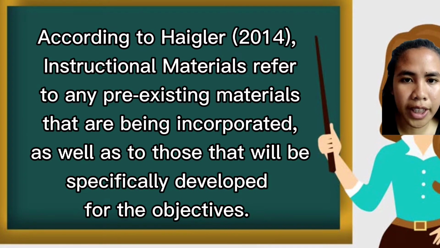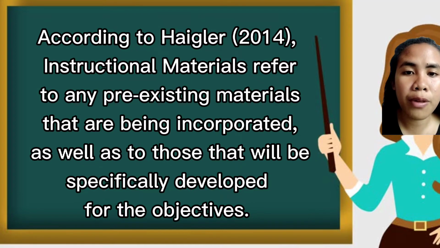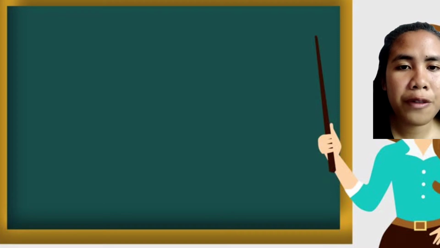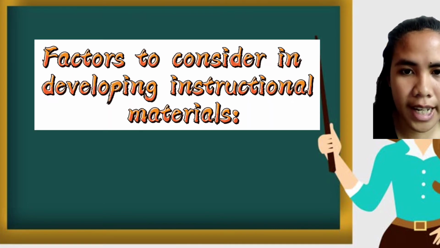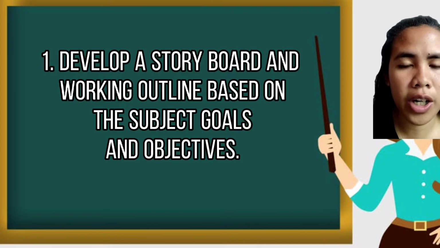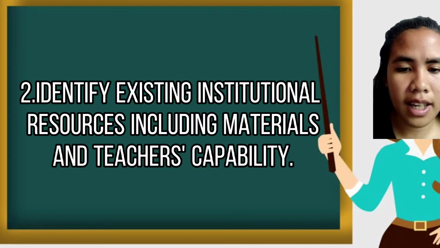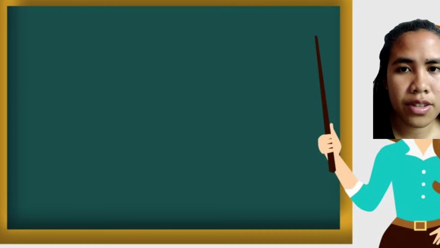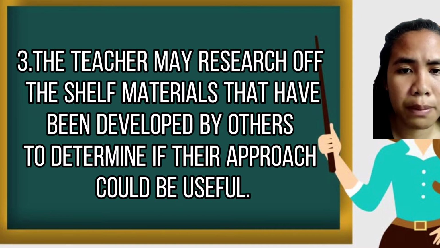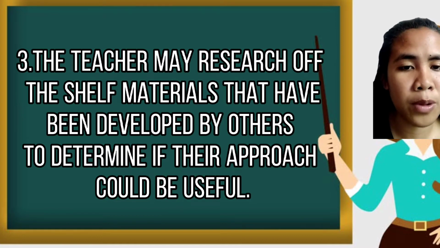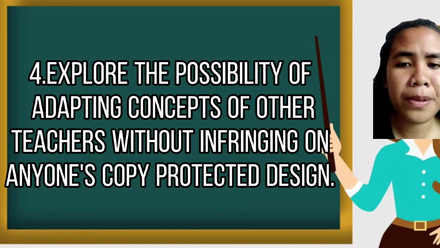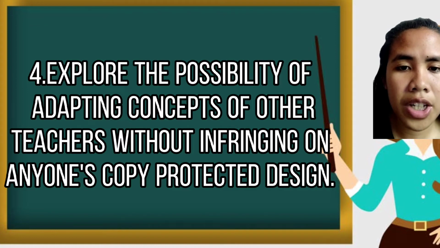According to Hegler 2014, instructional materials refer to any pre-existing materials that are being incorporated as well as to those that will be specifically developed for the objectives. There are also factors to consider in developing instructional materials. 1. Develop a storyboard and working outline based on the subject goals and objectives. Second, identify existing institutional resources including materials and teachers' capability. Third, the teacher may research off-the-shelf materials that have been developed by others to determine if their approach could be useful. Number 4, explore the possibility of adapting concepts of other teachers without infringing on anyone's copy-protected design.